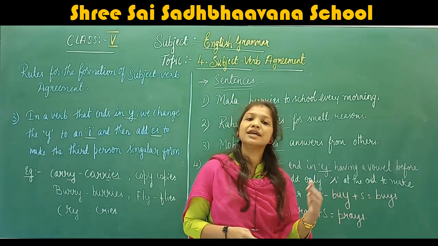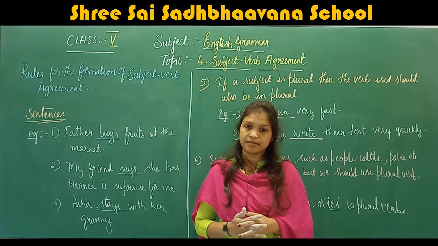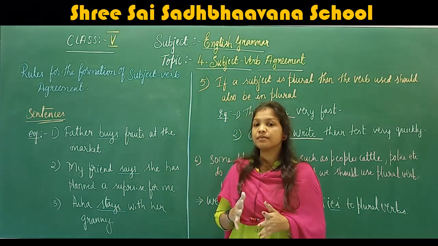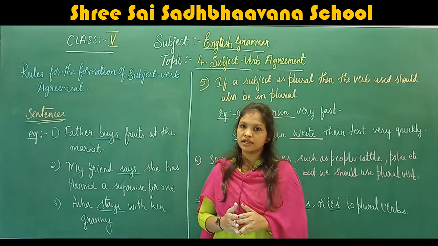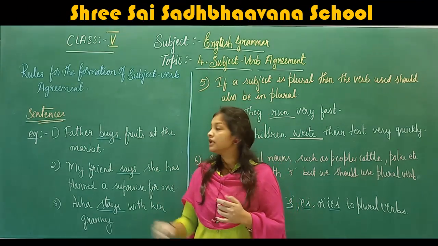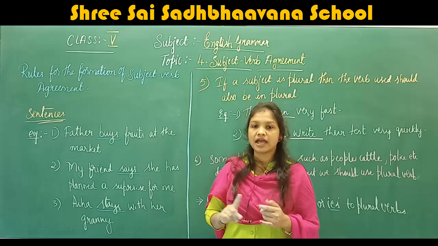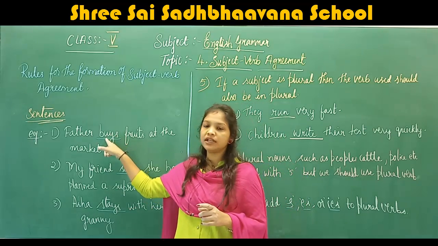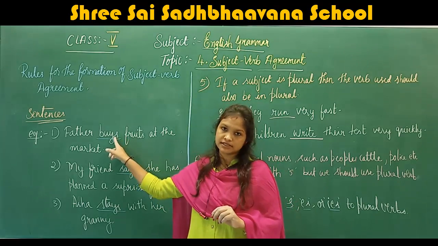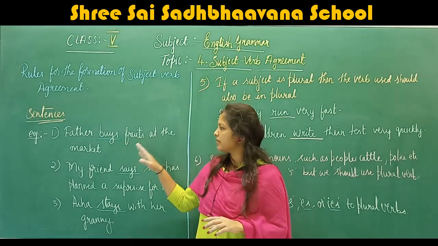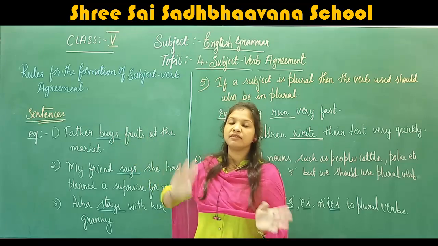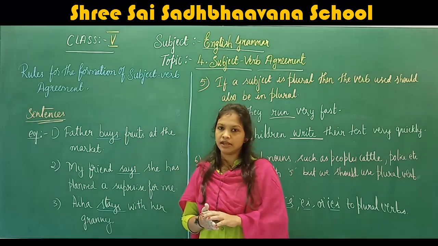Next, we will look at examples. Father buys fruits at the market. Here, children, we learned that when the verb is ending with y and has a vowel letter before it, we don't remove the letter y and we just add only es. So here also, father buys fruits at the market. We have not removed the y while converting it to third person singular.